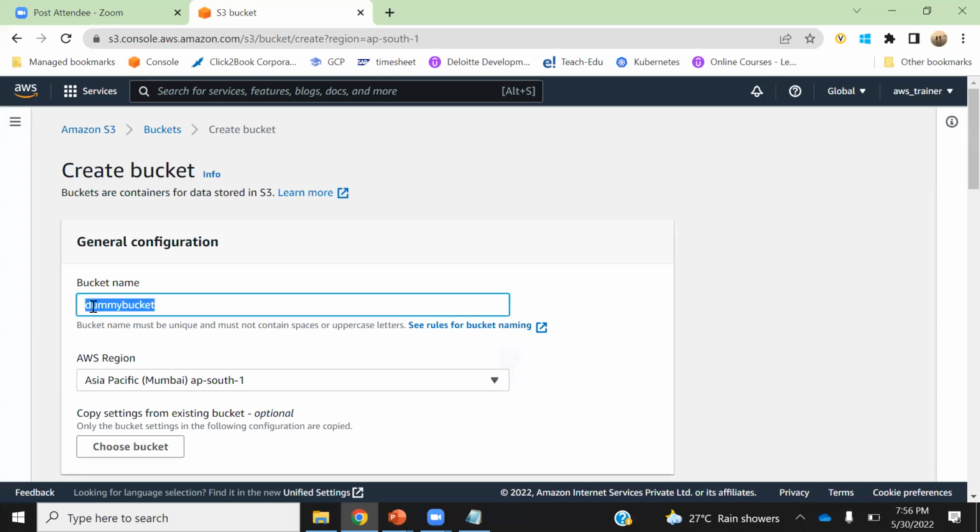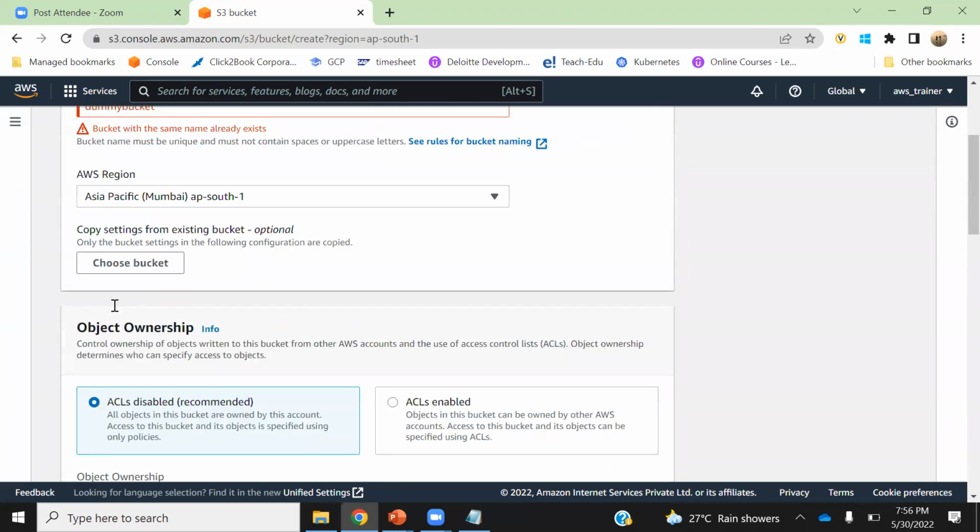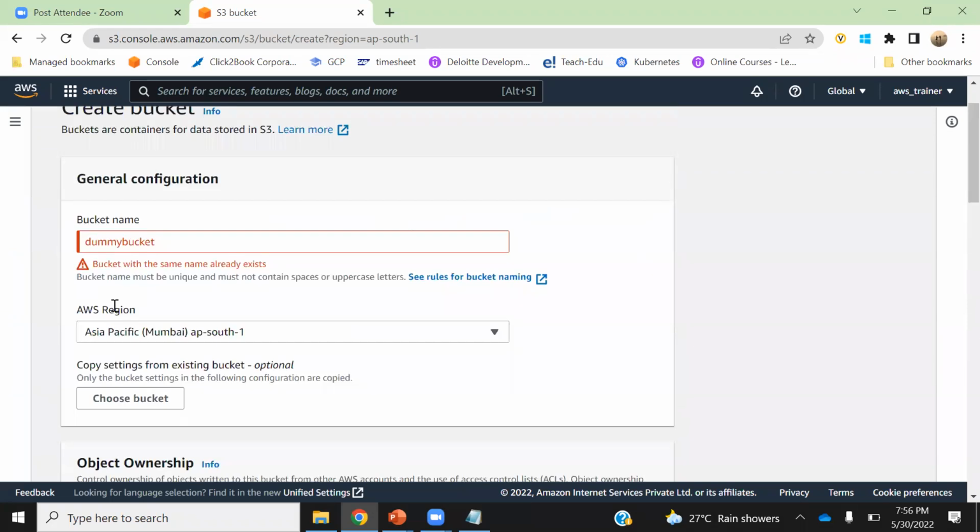Now this name should be unique. If this name is not unique, I will get an error. It says the bucket name must be unique. So, dummy bucket, is it a unique name? I go all the way down and say create. It gives me an error and says, no, this name is not unique. You should create a unique name.